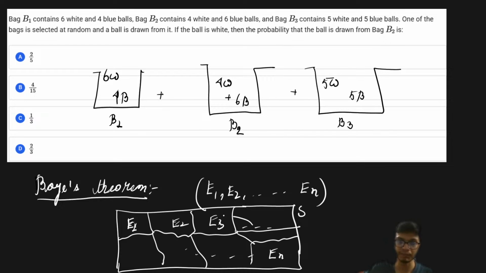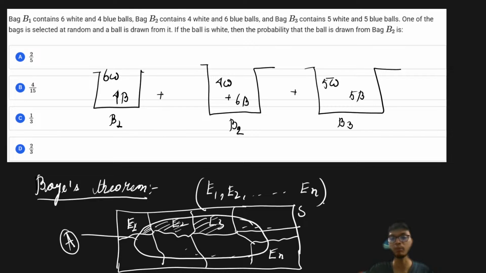Now if I have an event A, defined as having some intersection with E1, some intersection with E2, some intersection with E3, then event A is basically the summation of all the individual intersections of that particular event with the given events of the sample space. So event A is the individual intersection with the individual events and the given event. That is the statement.